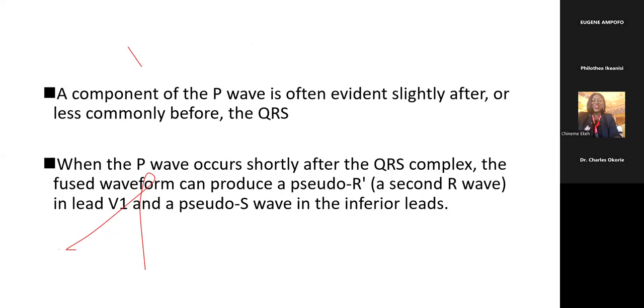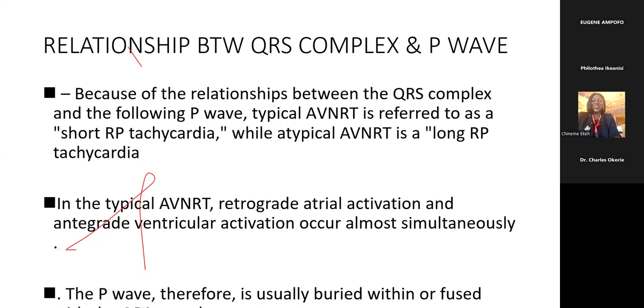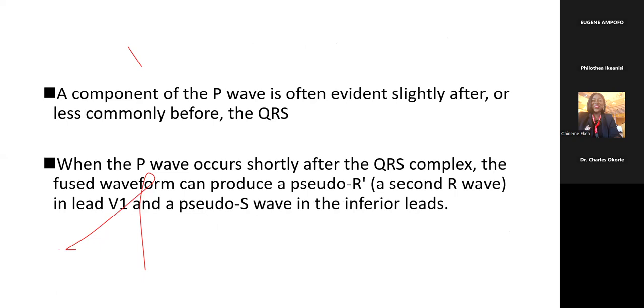So the P wave, therefore, is usually buried within or fused within the QRS complex. Sometimes a component of the P wave is evident slightly after, or less commonly before, the QRS complex. When the P wave occurs shortly after the QRS complex, the fused waveform can produce a pseudo R, that is, a second R wave in lead V1, and a pseudo S in the inferior leads.